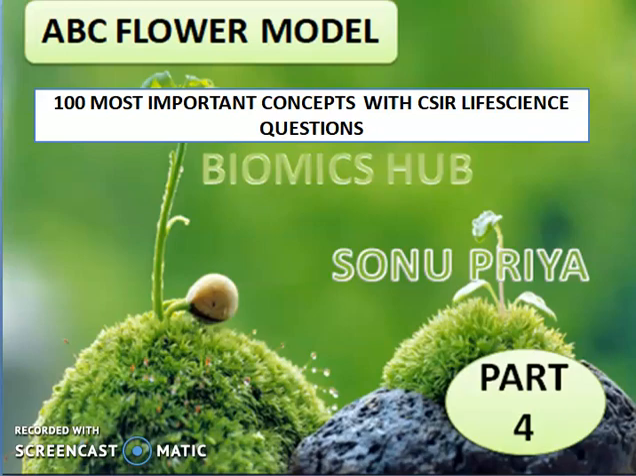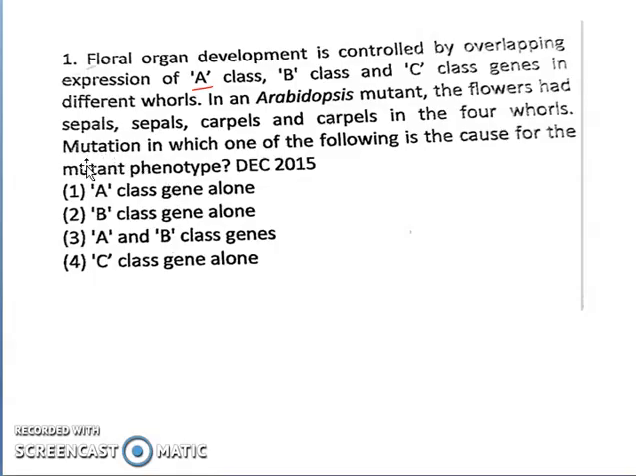Now, let us have a look at the question first. Our first question is, floral organ development is controlled by overlapping expression of A class, B class and C class genes in different whorls. In an Arabidopsis mutant, the flowers had sepals, sepals, carpels and carpels in the four whorls. Mutation in which one of the following caused the mutant phenotype?